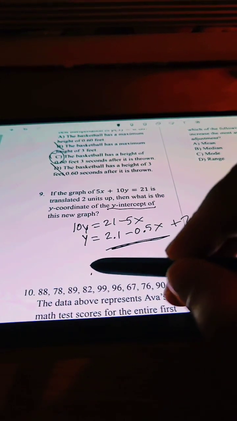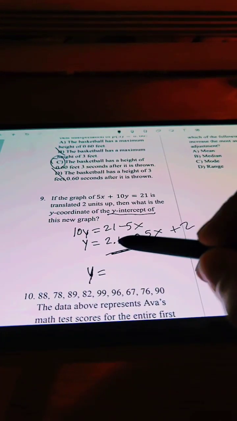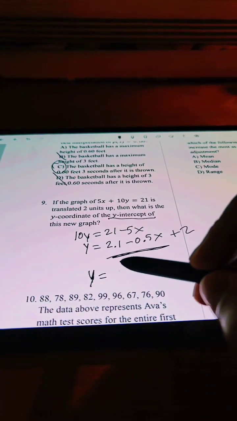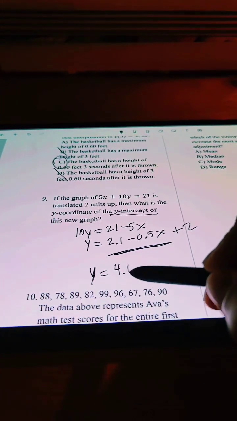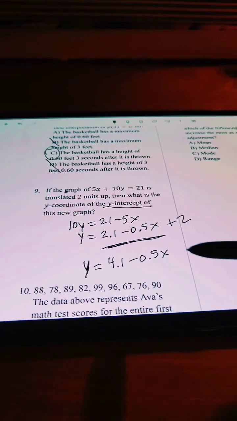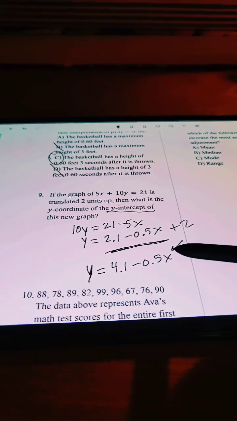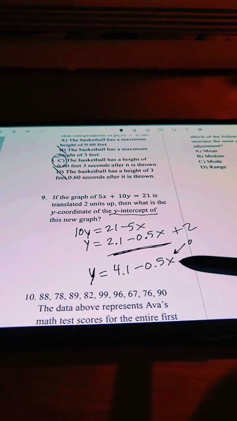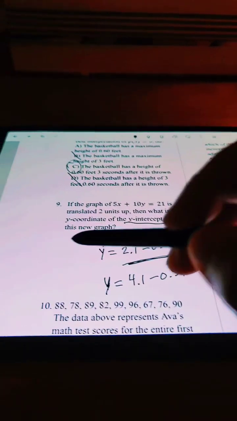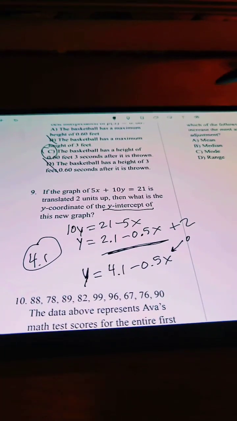So my new equation, once it's been translated, comes from combining the like terms 2.1 plus 2, which is 4.1. Then I just copy over the rest, minus 0.5x. To find the y-intercept, I plug in 0 for the opposite variable, which is x. Negative 0.5 times 0 is 0, so y would just equal 4.1. So the answer would be 4.1. Yes, correct for the person that said that.